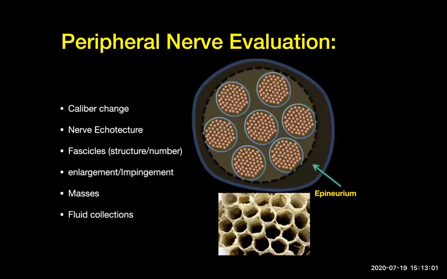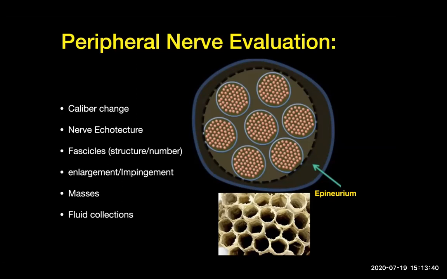Then of course, nerve echotexture. Is there a very distinct fascicles that you see? It depends also on the ultrasound that you're using. If you're using a very basic kind of ultrasound, you might not be able to appreciate the echotexture very well. But if you have a very good, ultra high resolution ultrasound, you can see all the details. You can even count the fascicles inside. Okay, and then of course you have to identify if there's any enlargement or if there is any impingement. So you can see that in ultrasound.